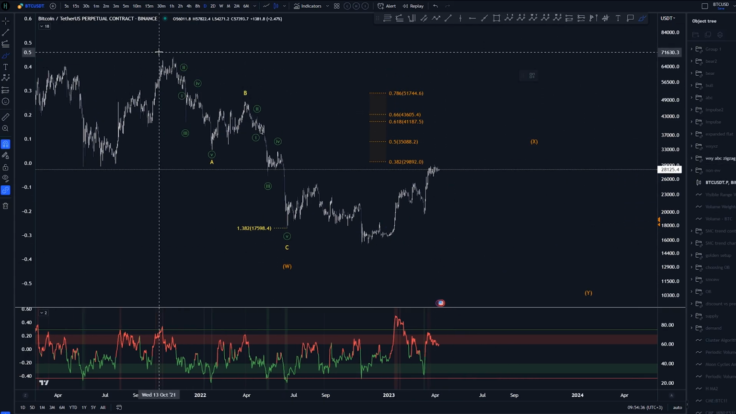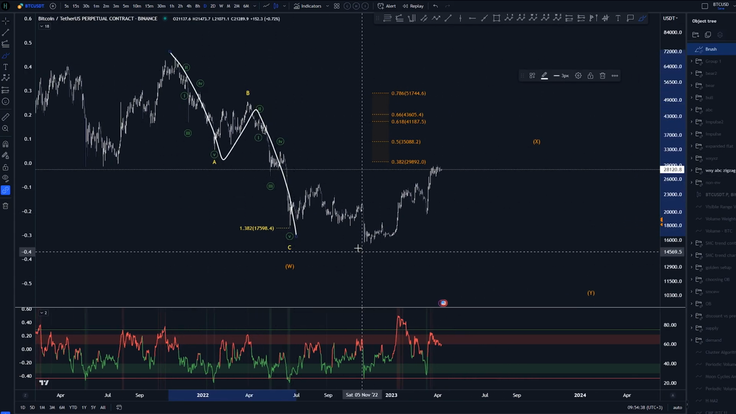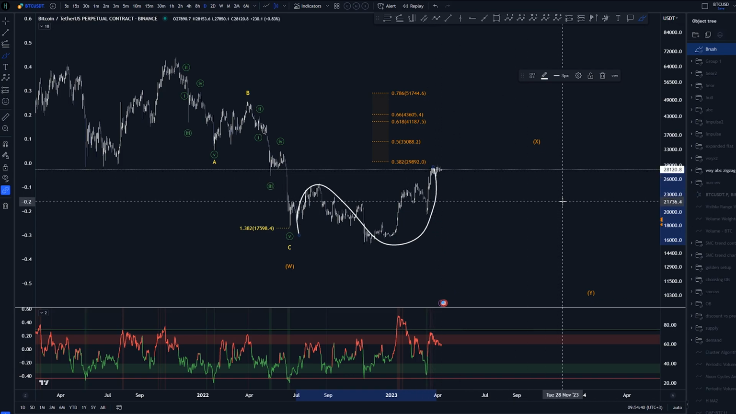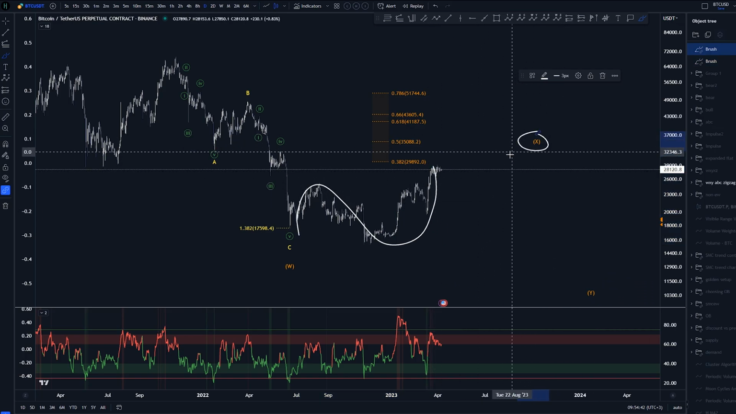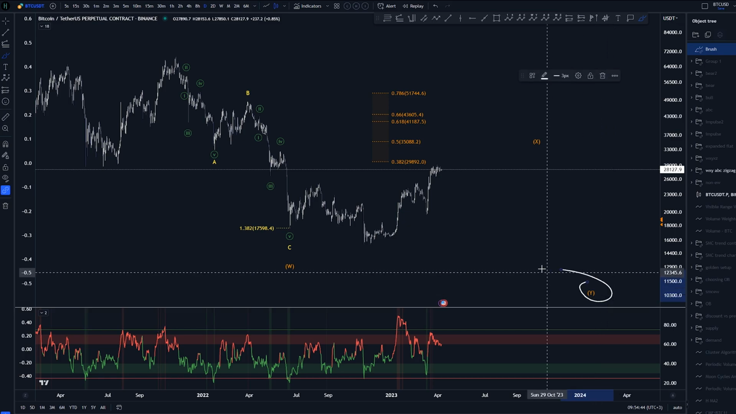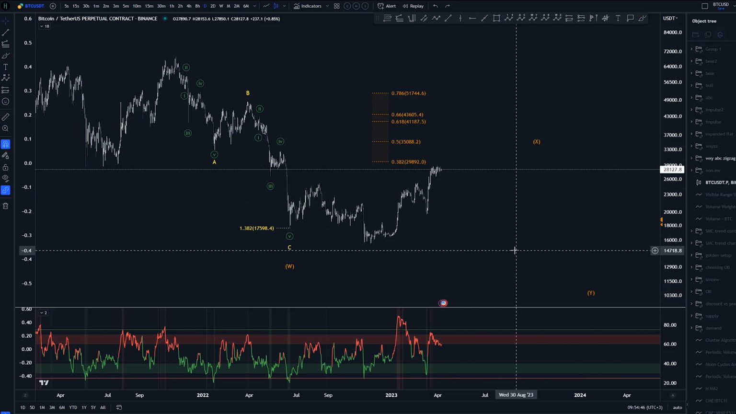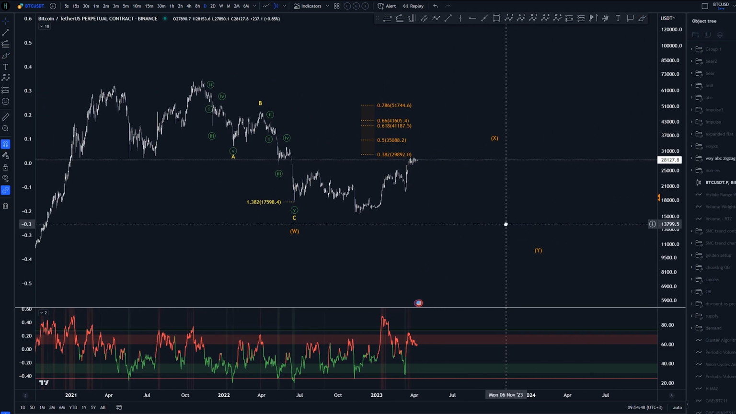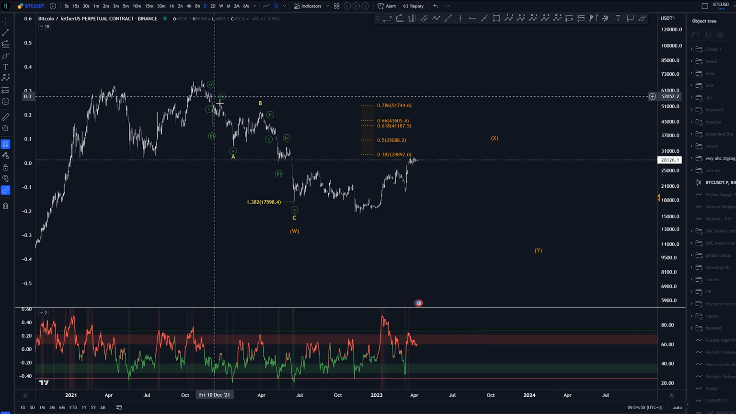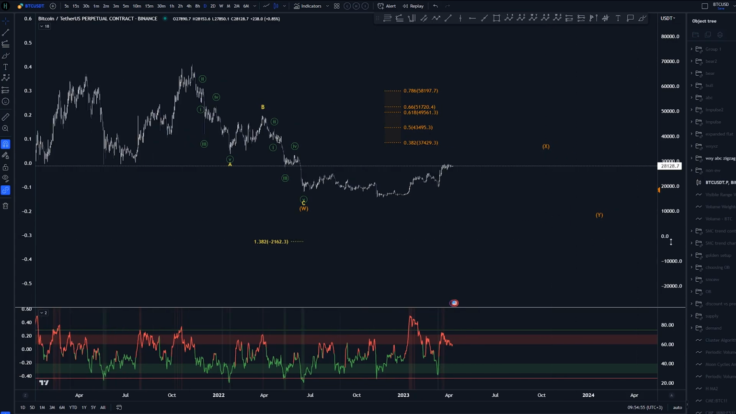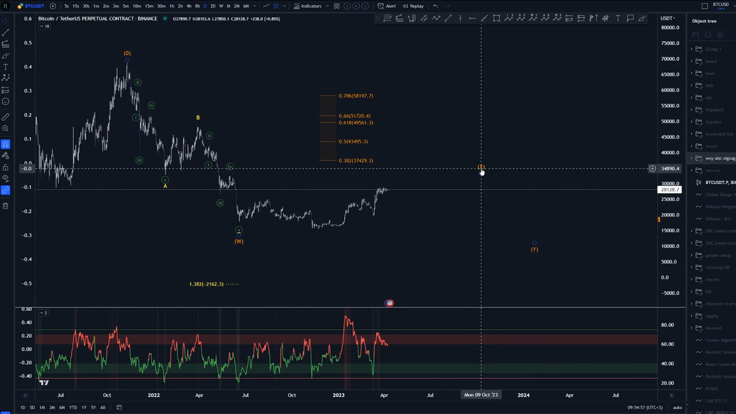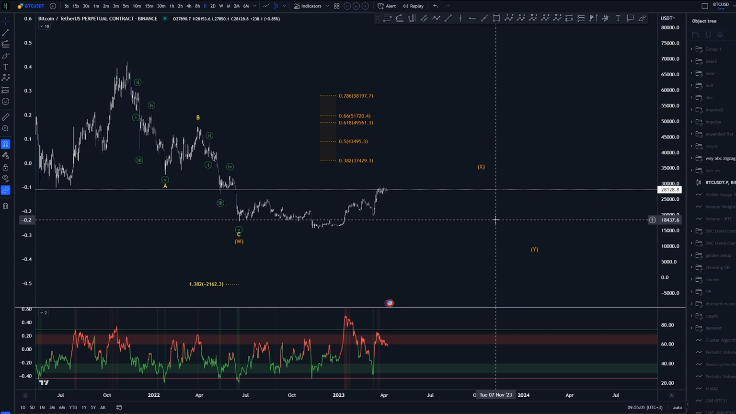In this one, again, the main idea is that we've had a three-way structure. We're looking for a connector of some sort here in the middle in form of wave X, and then we'd be looking for wave Y later on. Why I'm using log scale is just because we are on higher time frame and that fits a bit better. On arithmetic scale, of course, we can't really measure these things out, so that's one of the reasons why I'm using log scale.